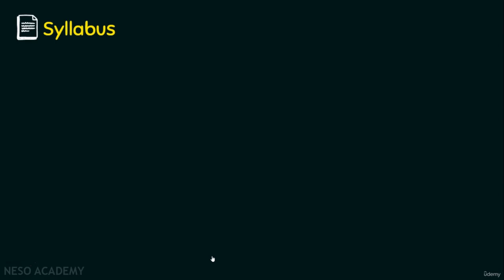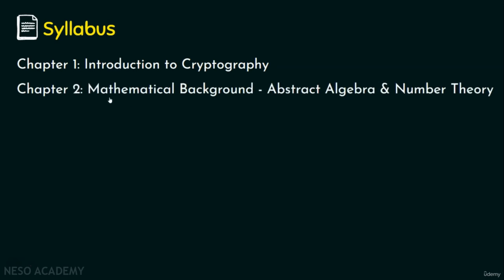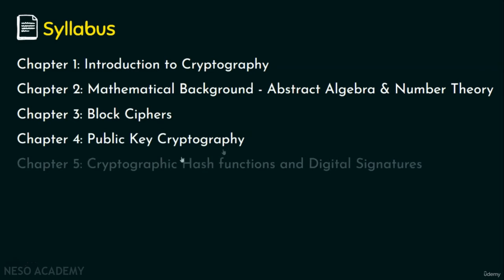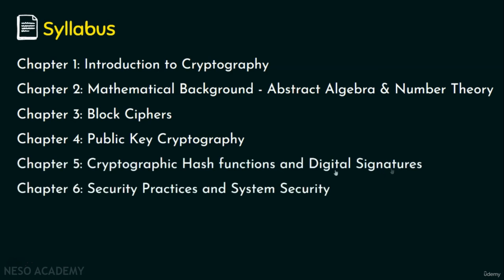Talking about the syllabus, this subject is going to contain 7 chapters. Chapter 1 is Introduction to Cryptography. In Chapter 2, we will deal with the mathematical background, where we are going to see abstract algebra and number theory concepts. In Chapter 3, we are going to see block ciphers. Chapter 4 deals with public key cryptography. In Chapter 5, we are going to see cryptographic hash functions and digital signatures. In Chapter 6, we are going to see security practices and system security. And finally, in Chapter 7, we are going to focus on email security, IP security, and web security.